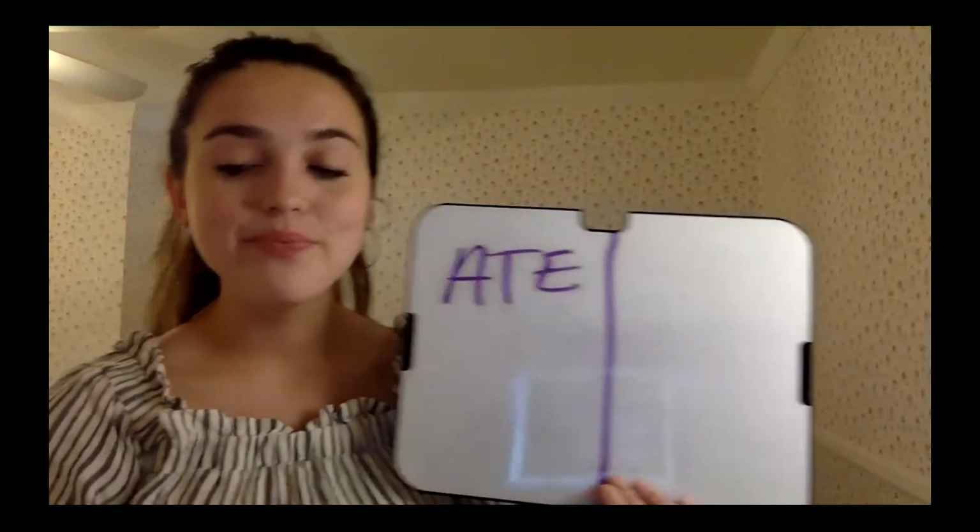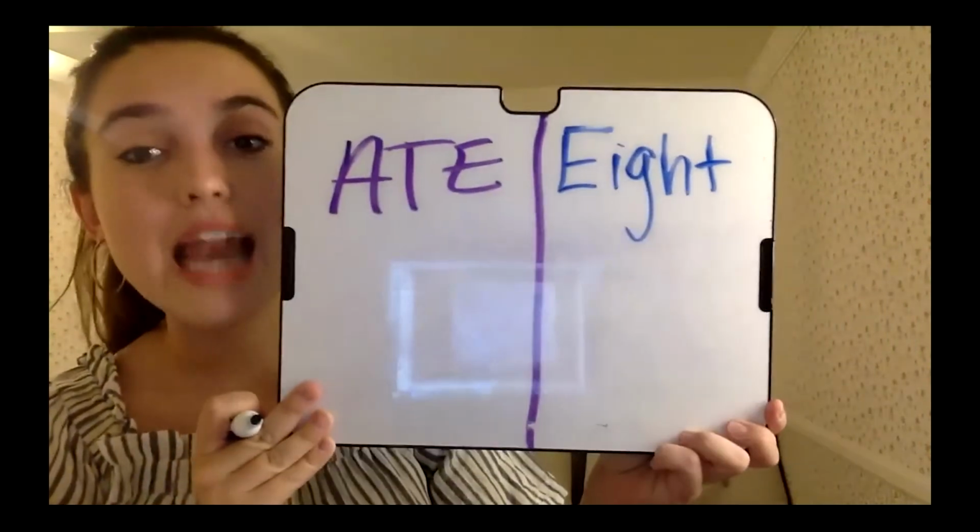So the first kind of eight that we have is A-T-E, ate. And what that means is like he ate a lot of food. So I'm going to write this, A-T-E. Okay? So on this side, we have ate, which means he ate a lot of food. On the other side, we have eight, which is like the number eight.